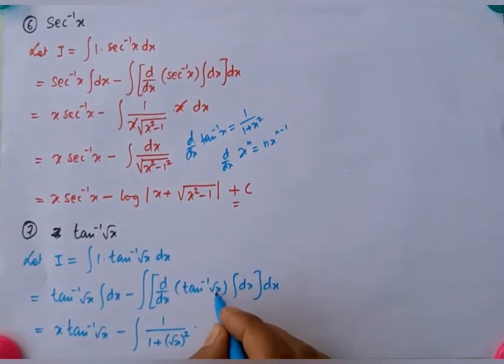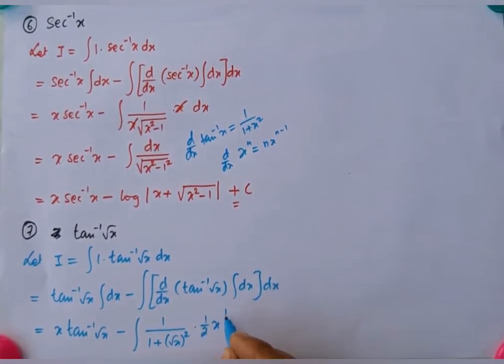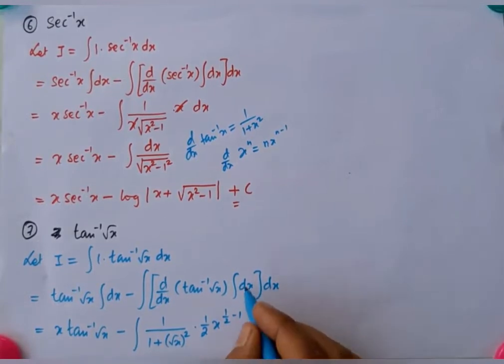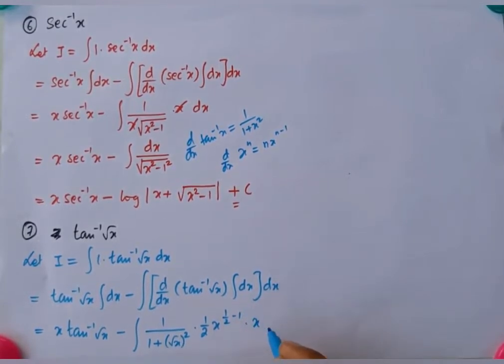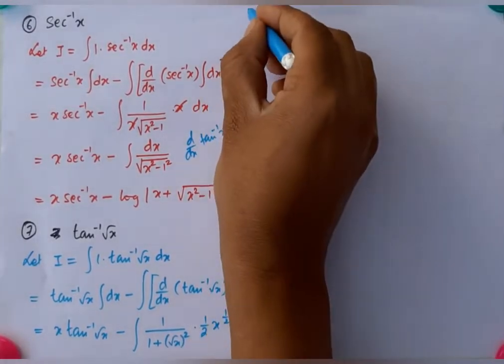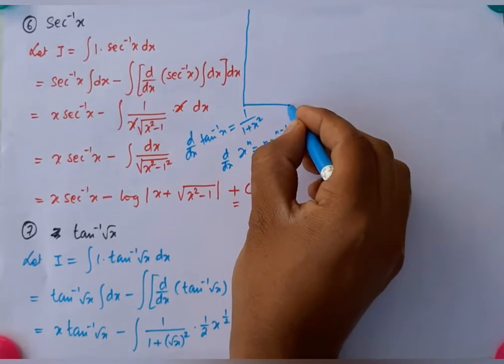So that's why this is actually x to the power half. So that's why it becomes half into x to the power half minus 1, into we have got again integral dx, which is x. Outside we have got dx also, remember. So we don't have space, let me do it here.